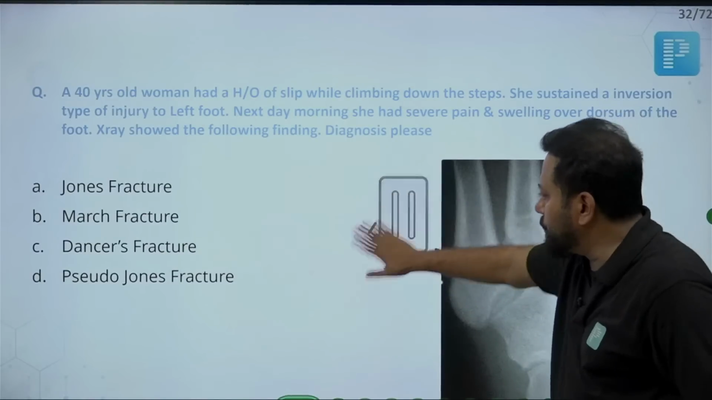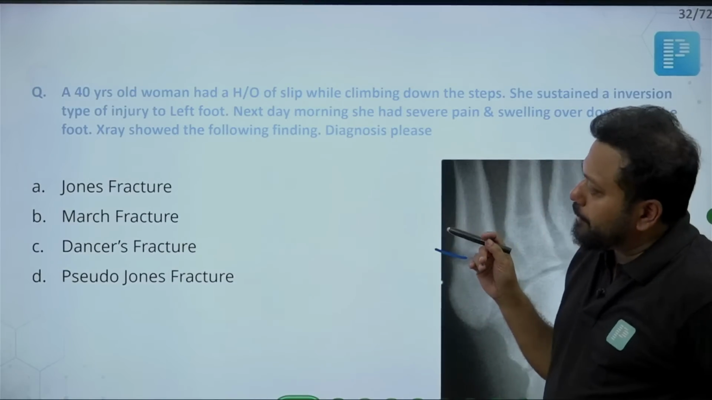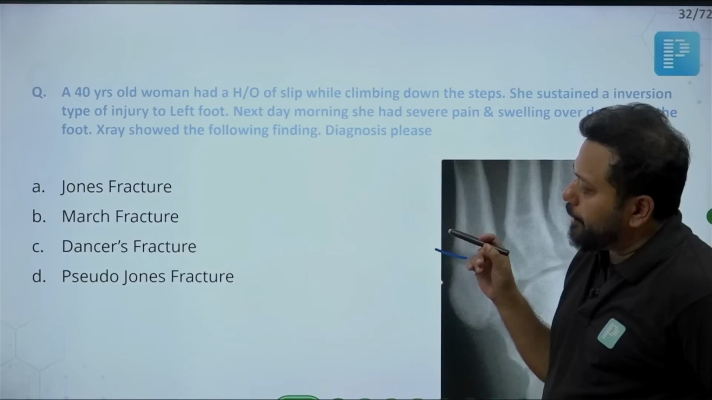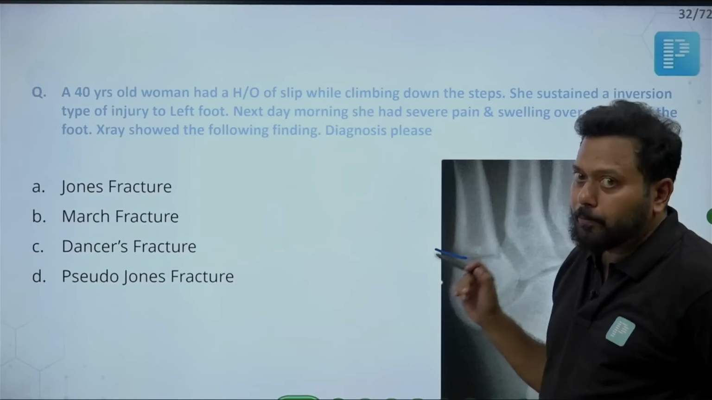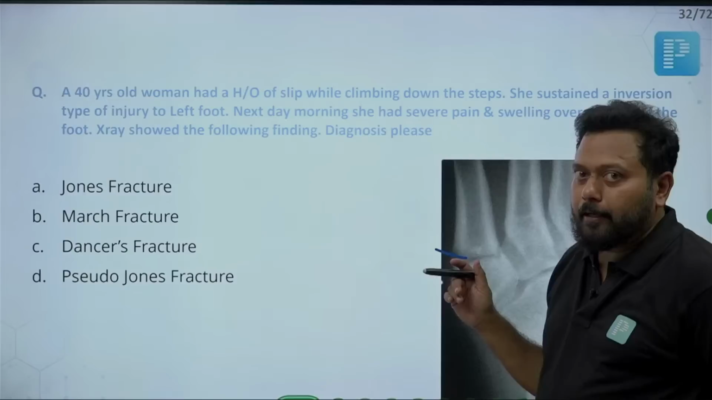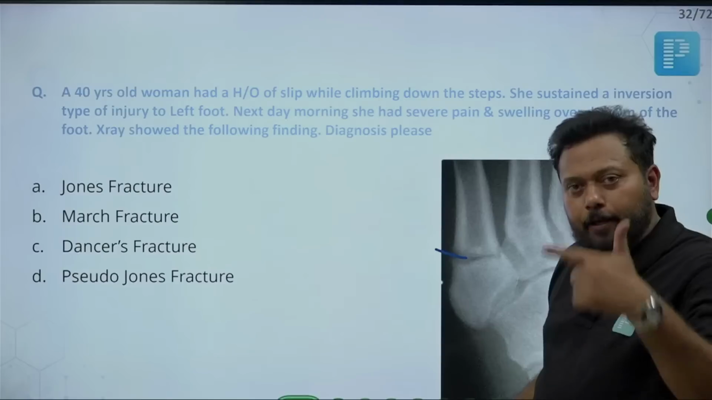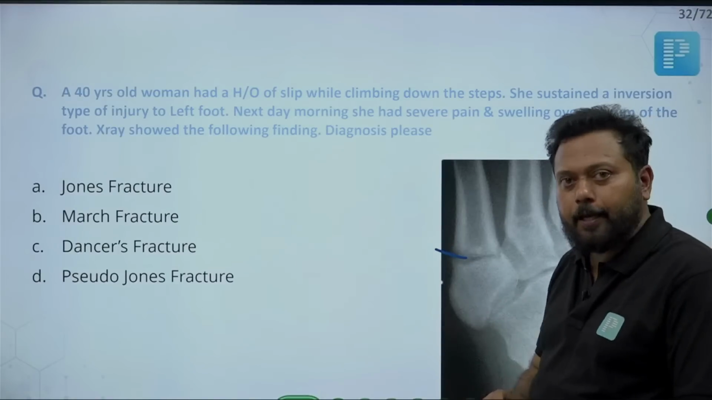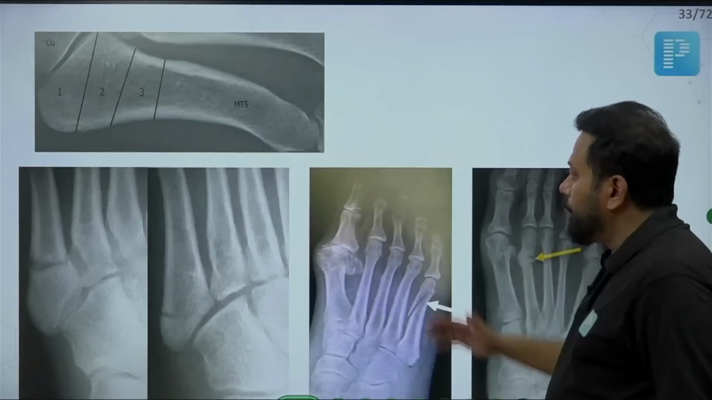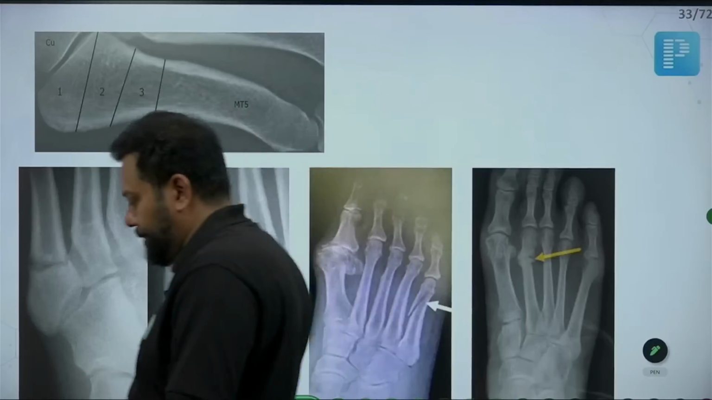Okay, Jones fracture. In the choices, you are seeing a Jones fracture, March fracture, Dancer's fracture, pseudo Jones fracture. 4 things are there. Don't worry. Easily in one slide I'll make all these fractures clear to you. Okay, Jones fracture. Look at this diagram.